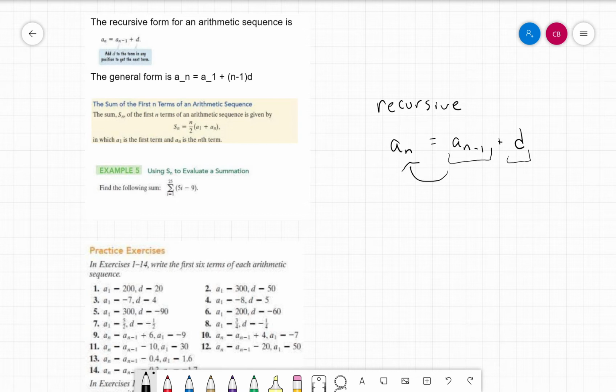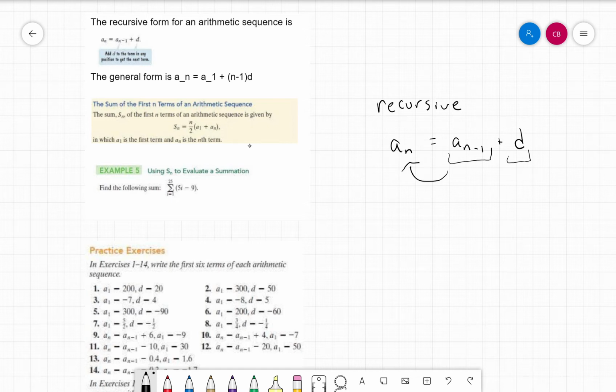This formula is useful sometimes. It won't always be helpful because, for instance, if I ask you what the 85th term is and you don't know what the 84th term is, you'd have to figure out the 84th term, then add the d to it to get the 85th. But that's kind of impractical because there's a different formula that we use for that.